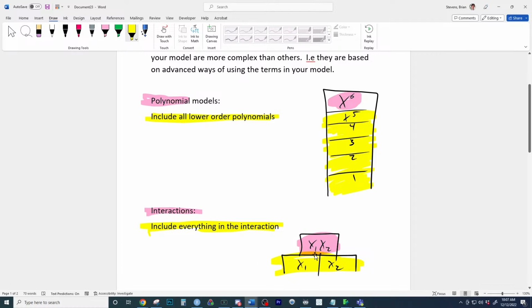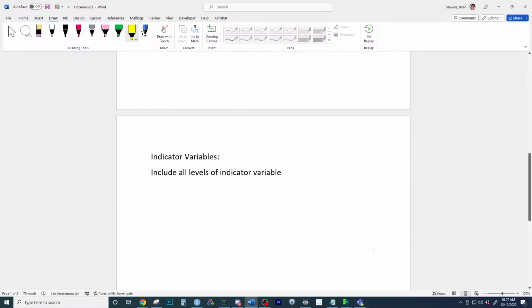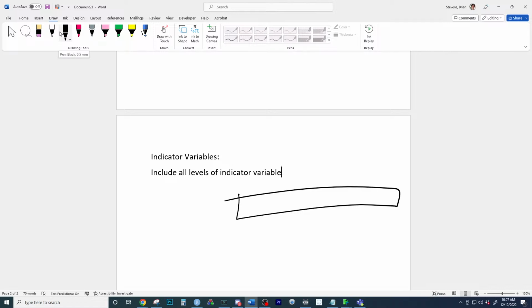If you have an interaction and it's between x1 and x2, then x1 and x2 individually need to be in the model. And if you have an indicator variable, like let's say here, day of the week, 1, 2, 3, 4, 5, 6. And so you have, no, day starts with lunes, or Monday. Monday, Tuesday, Wednesday, Thursday, Friday, Saturday, Sunday.